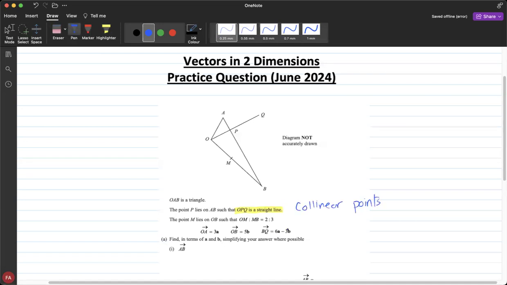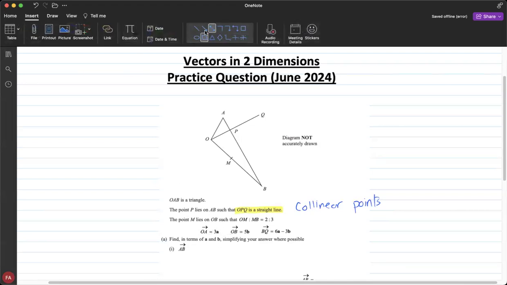Collinear points. Having said this, the next part of the question says, the point M lies on OB such that OM ratio MP is 2:3. So I know that this side over here is 2 ratios, and similarly M to B represents 3 ratios. Now this question over here has given us the vector for OA. Let's label this out. So we are given OA over here.